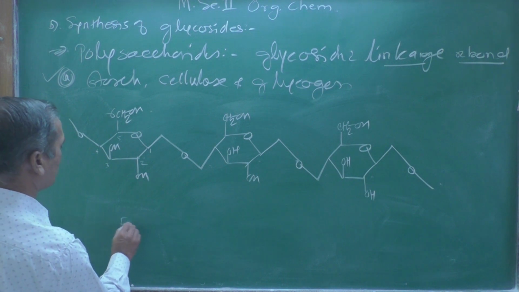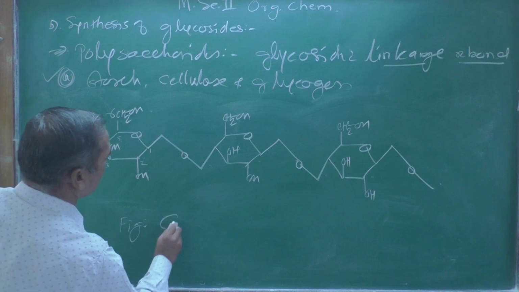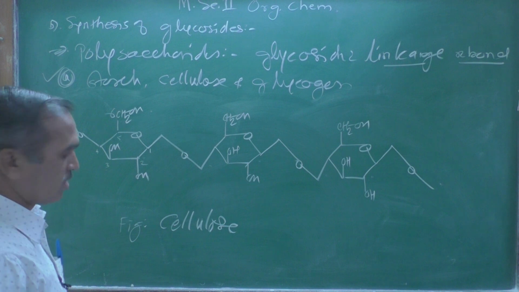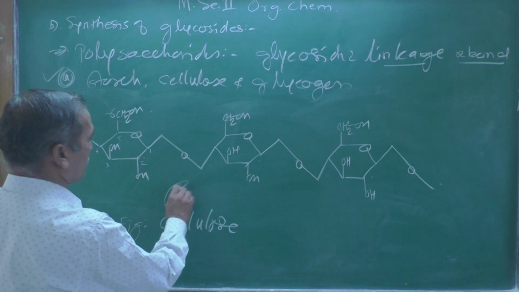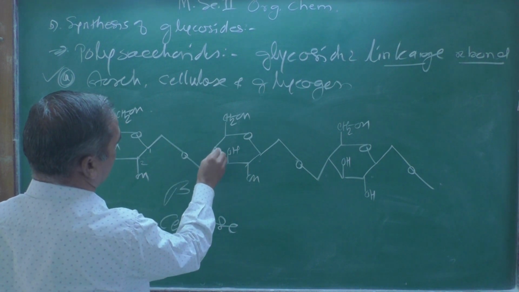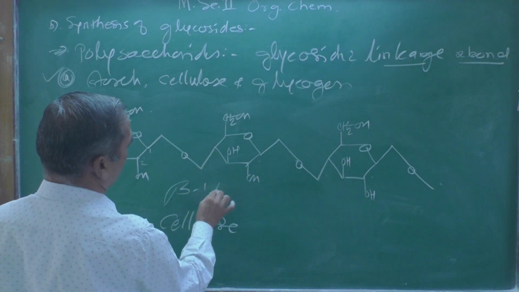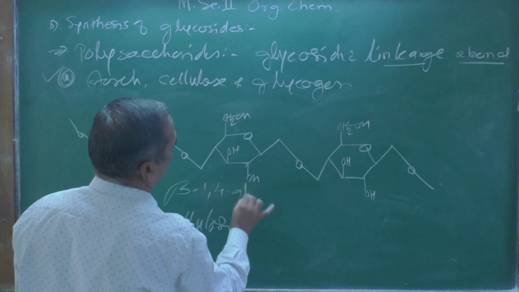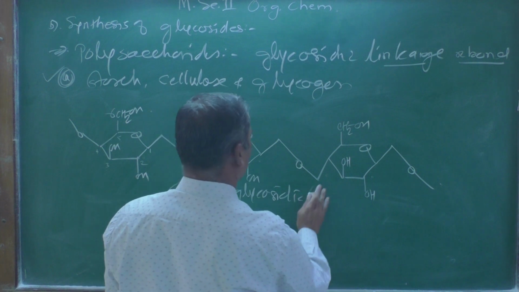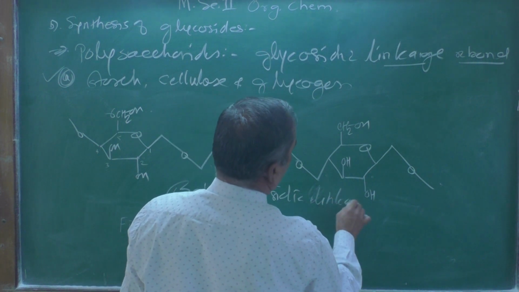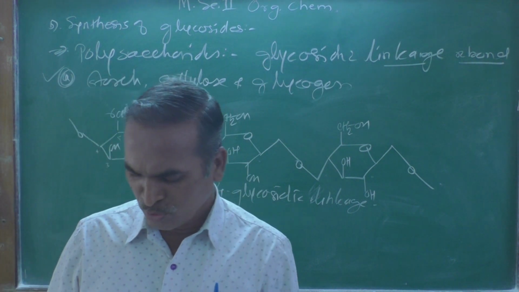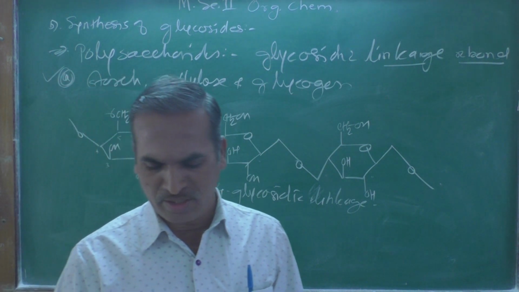This is a figure of cellulose, right? What type of bond is taking place over there? This is carbon 1, and this is the fourth one: beta 1,4 glycosidic bond, or glycosidic linkage. This beta 1,4 glycosidic linkage is found in cellulose.